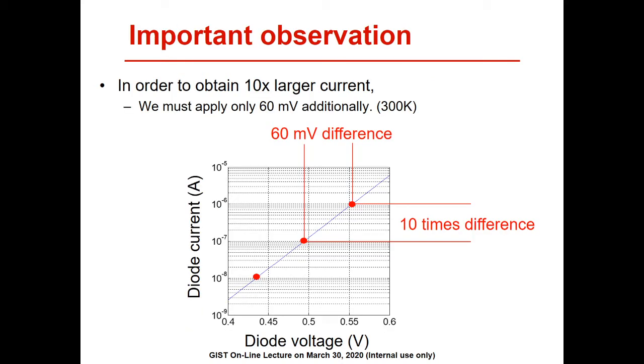The exponential dependence of the diode current on the diode voltage is the reason for the previous graphs. In this figure, the IV curve is drawn in a semi-logarithmic scale. A difference by a large tick in the y-axis represents a 10 times difference. As shown in the figure, in order to obtain 10 times larger current, we must apply only 60 millivolt, 0.06 volt, additionally. Within such a small voltage difference, the diode current can easily hit the maximum Y value.